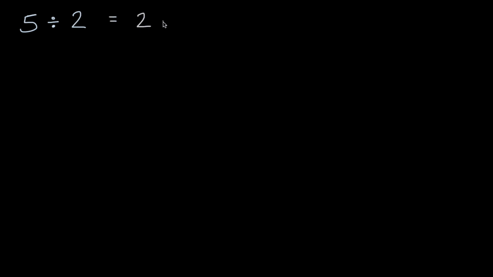This is 2 with a remainder of 1. But now we don't want to just say, hey, how many times can it go in and what's left over? We want to know exactly how many times can 2 go into 5. So we want a decimal answer right over here. So pause this video and see if you can figure that out. All right, now let's work through this together.